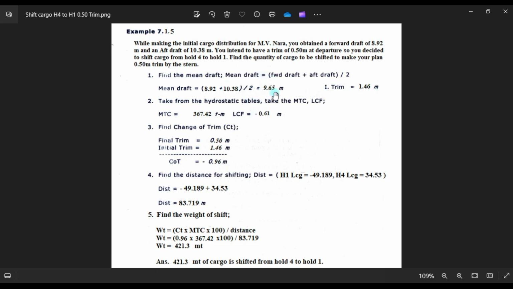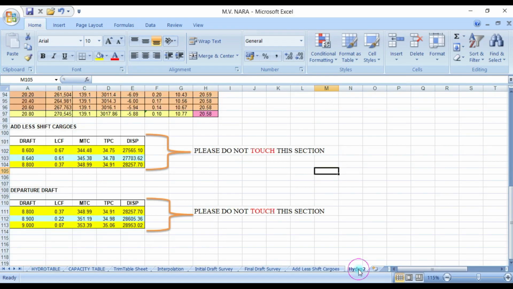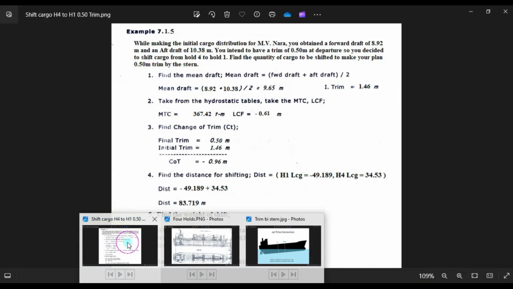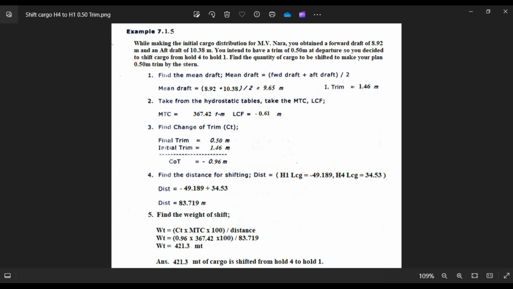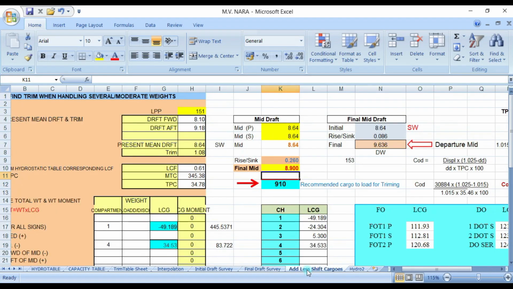And with this mean draft of 9.65 meters, the MTC is 367.42 and LCF is negative 0.61. We check this one. How much is the mean draft? We check again. 9.65. Okay, so we put here 9.65.